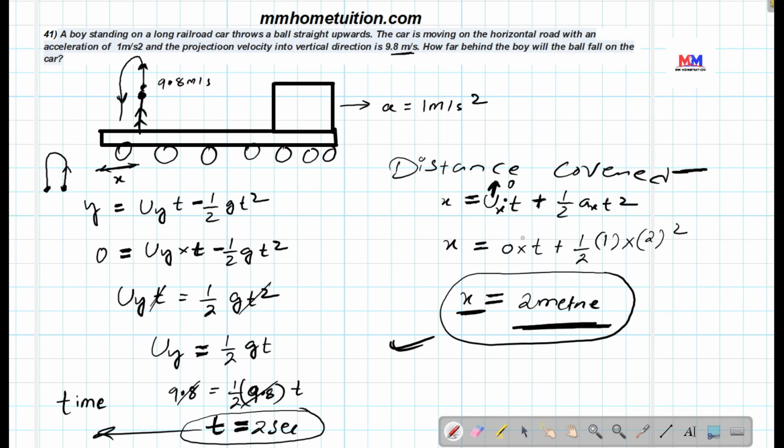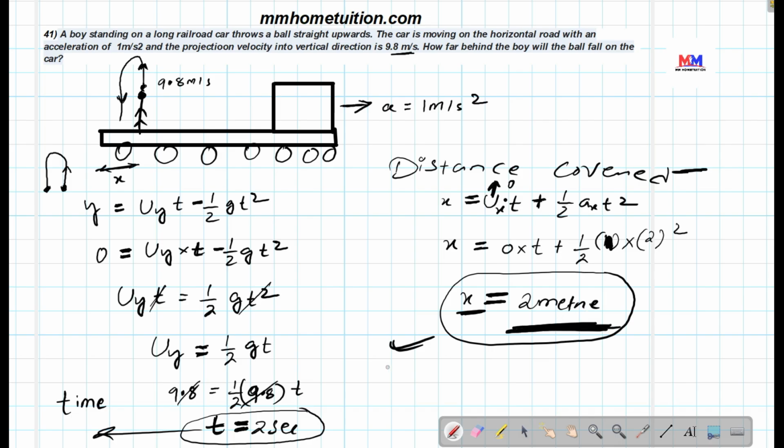X equals how much? Ux is 0, so 0 into t plus half ax into t square. Ax is 1, as it is moving horizontally with acceleration 1 meter per second square. So what is the horizontal distance covered? X equals 2 meter. That is the horizontal distance covered.